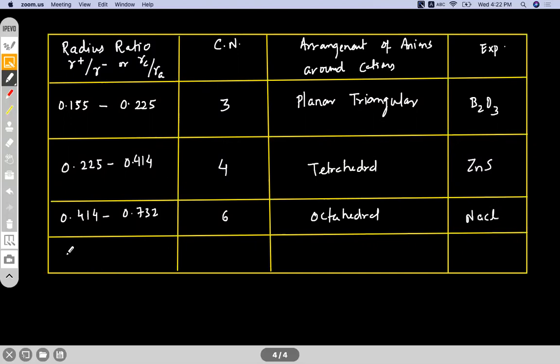If it is from 0.732 to 1, the coordination number is 8, it is cubic, that is body centered, and CsCl is the example we have. So this radius ratio you just have to keep in mind. Copy this down.